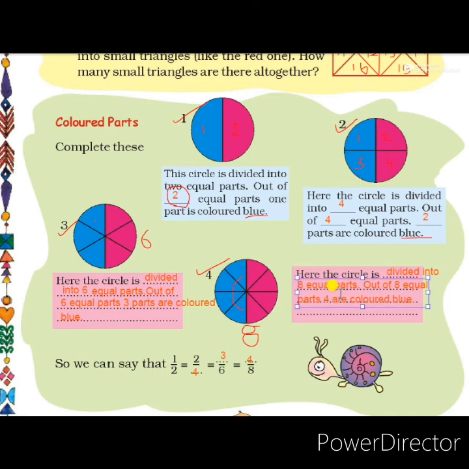So we can say that 1 by 2 means half, 2 by 4 also half, 3 by 6 also half, and 4 by 8 is also the same, half. So the same circle is divided into many parts, but the half is colored in blue.